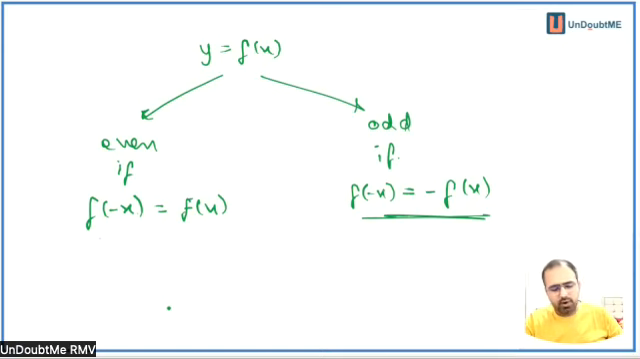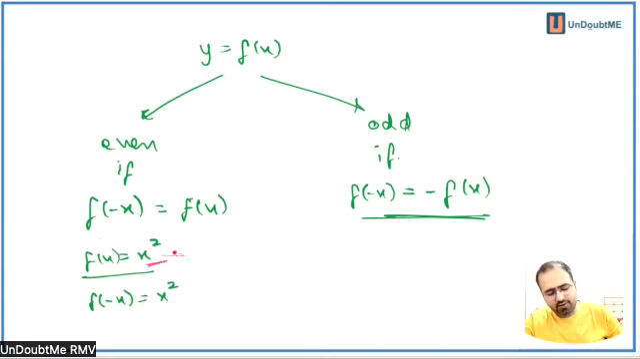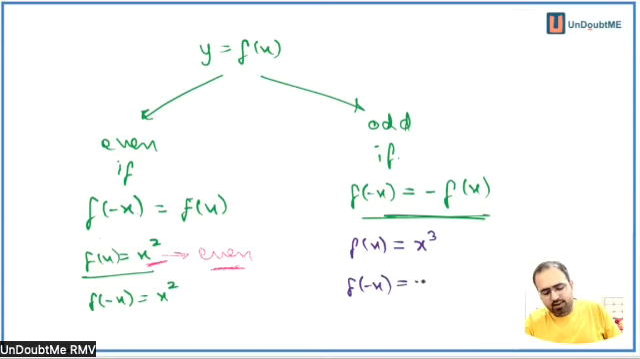The best example to understand that is y is equal to x square. Even if you do y is equal to minus x whole square, it will be the same as x square only. So if f(x) is equal to x square, then f of minus x is also equal to x square. That's why x square is an even function. Another simple example for an odd function is x cube. If I do f of minus x, it will be minus x cube, and that is how odd functions are.